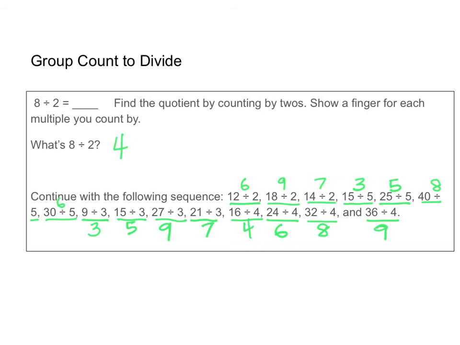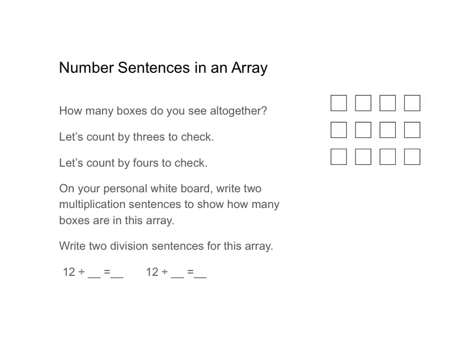Alrighty, let's go on to the next page here. And we're going to be just, again, looking at numbers, sentences, and how multiplication and division work together. We're using very simple problems here. So when you look at this, how many boxes do you see? So your answer should be 12.